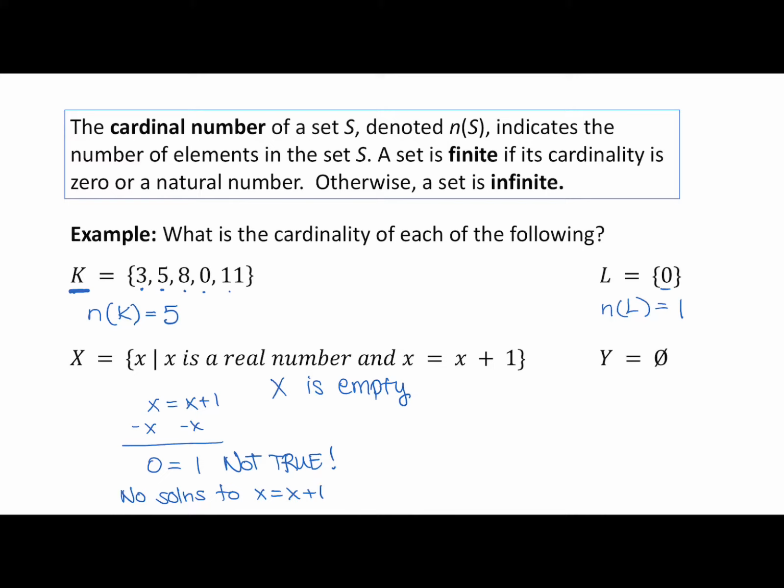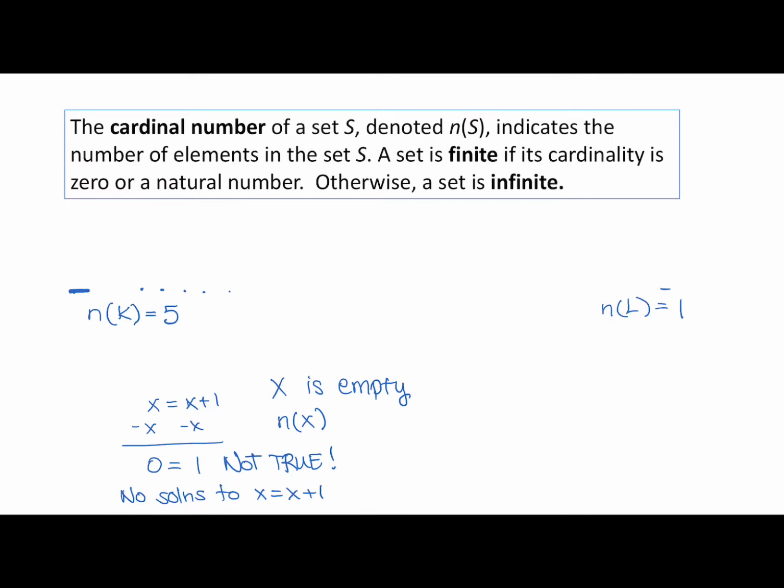It has no elements. So what is n of X? Well, there's nothing in there. So, whoops. What happened there? n of X is 0. Let's see if we can get that back.